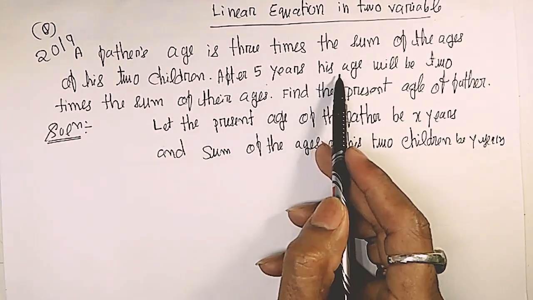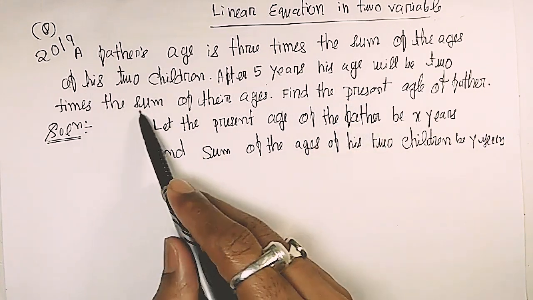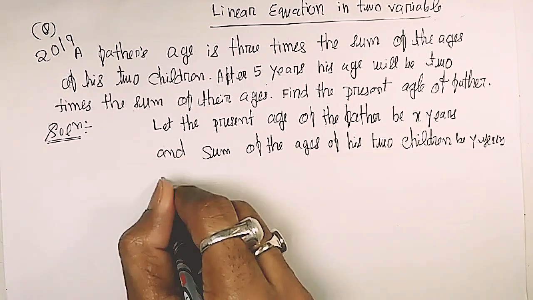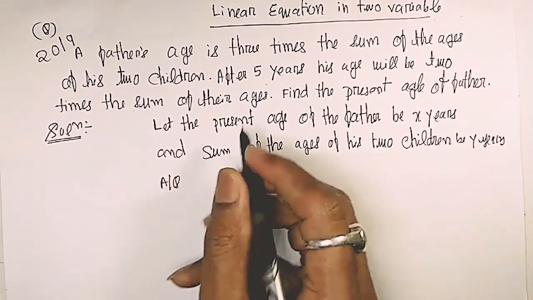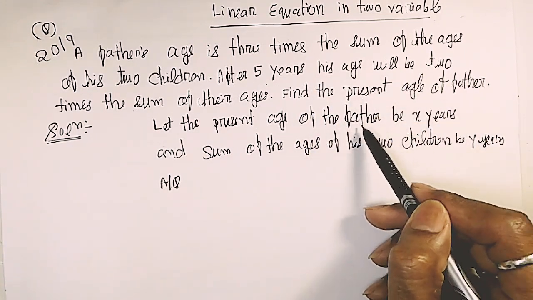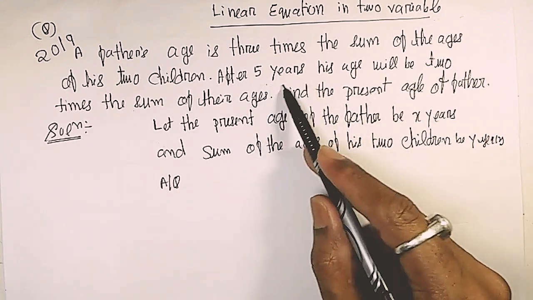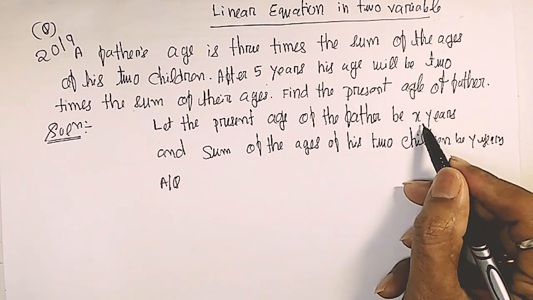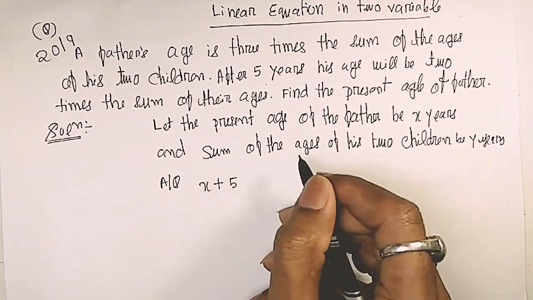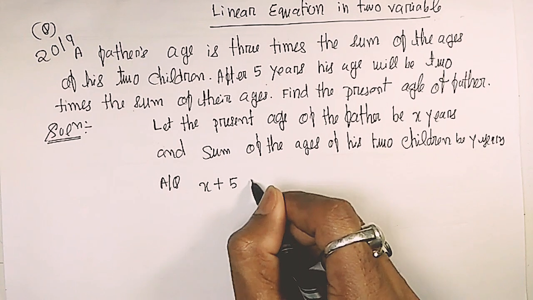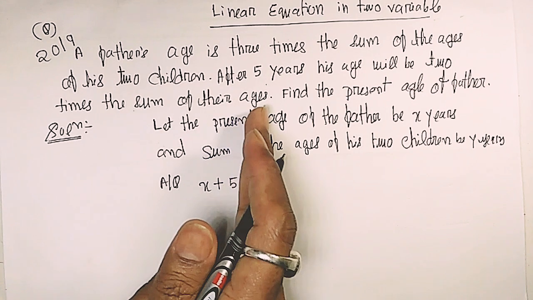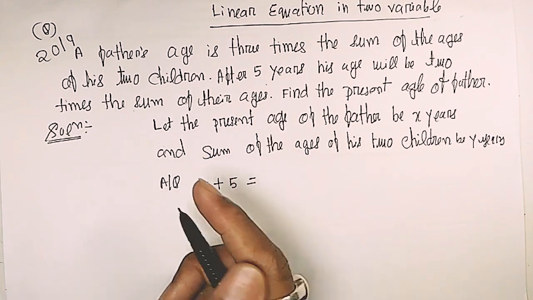So after 5 years, his age will be 2 times the sum of their ages. According to the question, after 5 years, his age means age of father plus 5. So what is the age of father? x. So after 5 years, that means x plus 5 is equal to 2 times the sum of their ages.